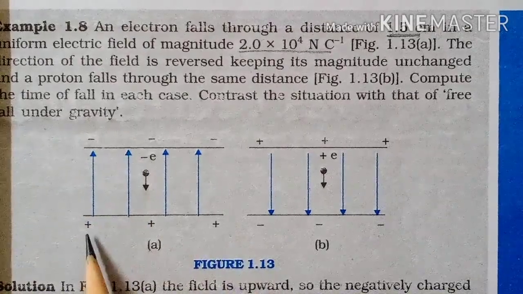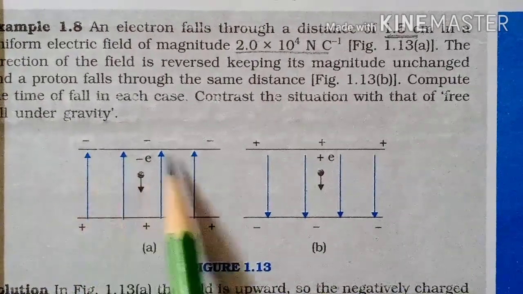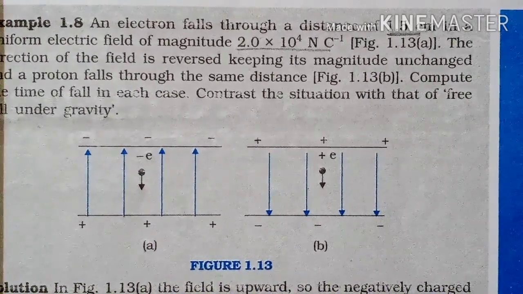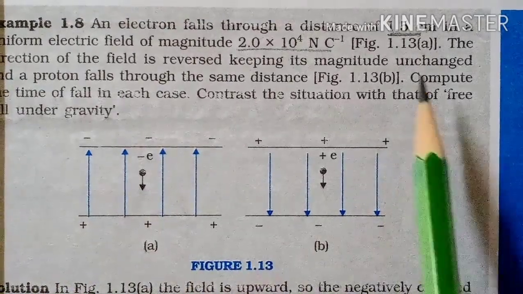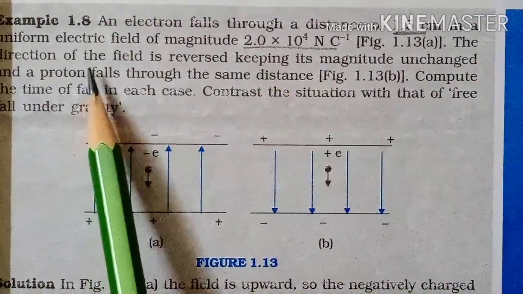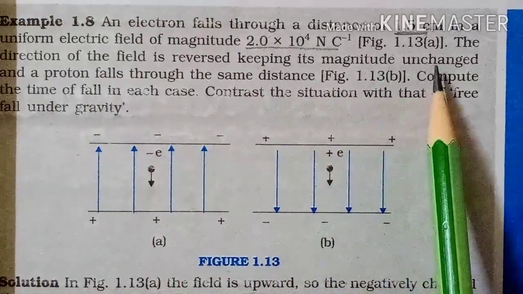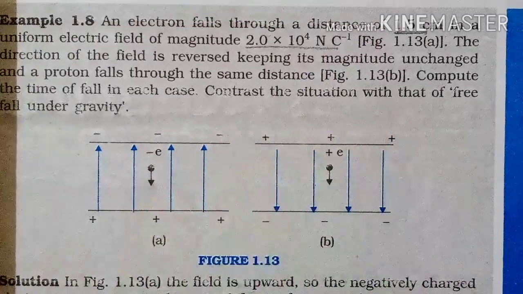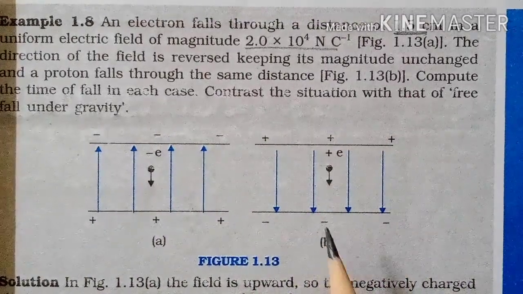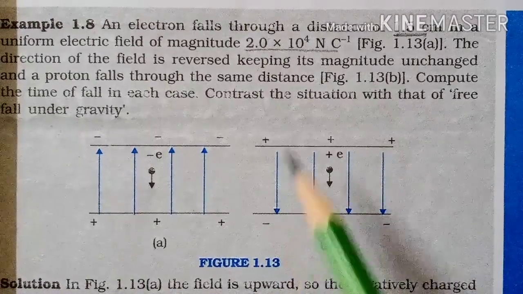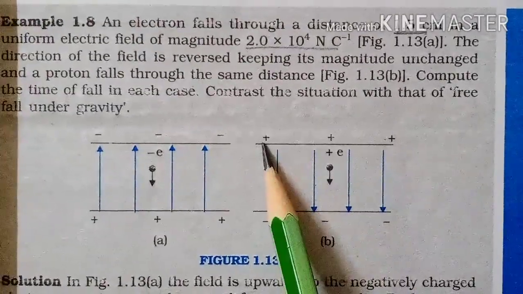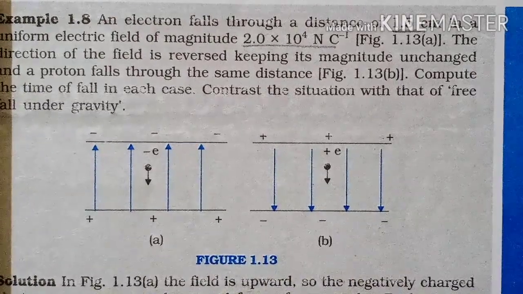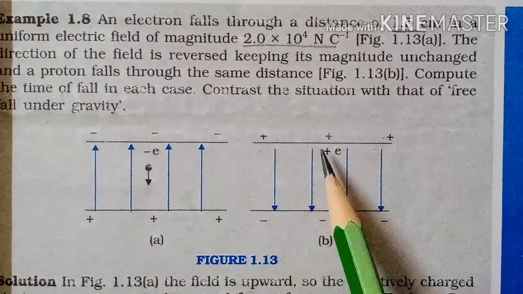On first plate positive charge is distributed, on second plate negative charge is distributed, and we know that direction of electric field is from positive to negative. The direction of the field is reversed, keeping the magnitude unchanged, and a proton falls through the same distance, figure 1.13b. In second figure, here polarity is reversed. First plate is positively charged, and second plate is negatively charged. Direction of electric field will remain same, from positive to negative.